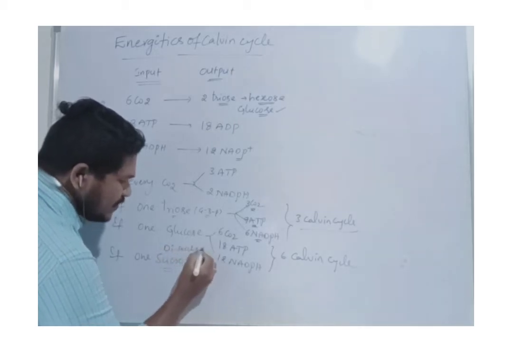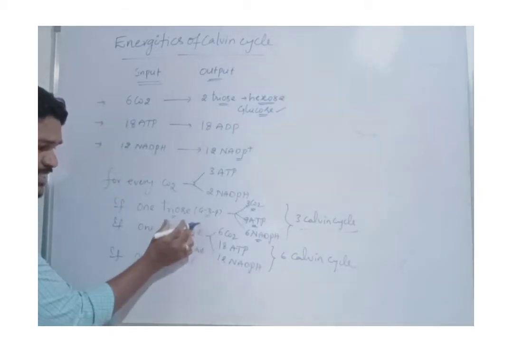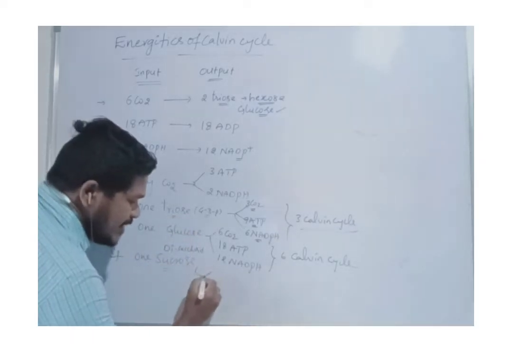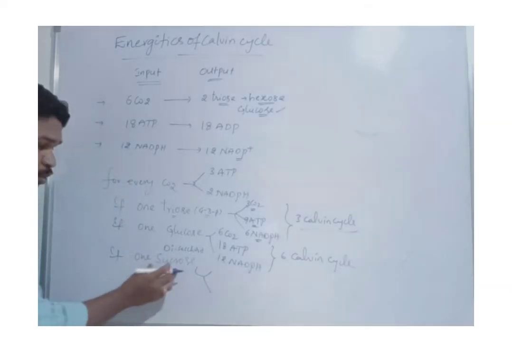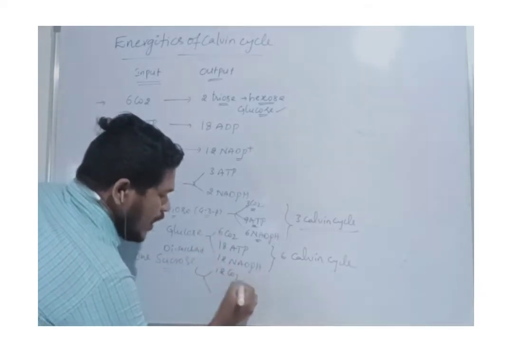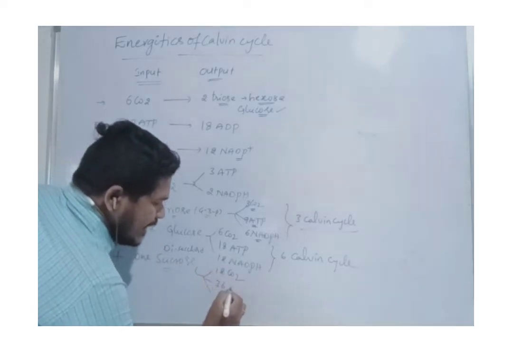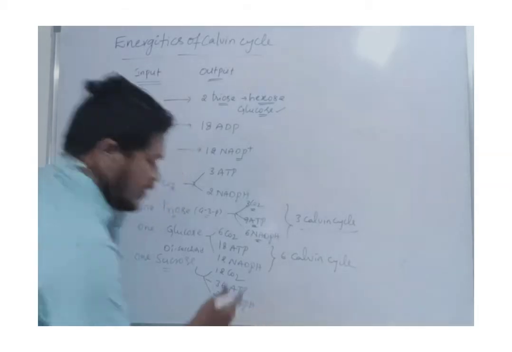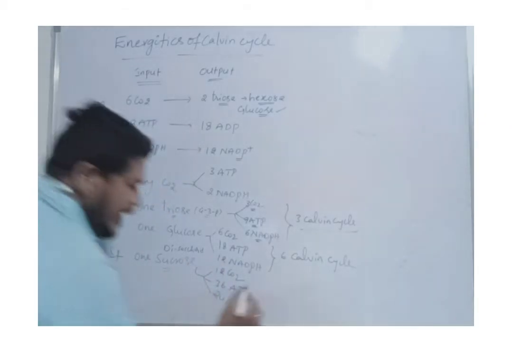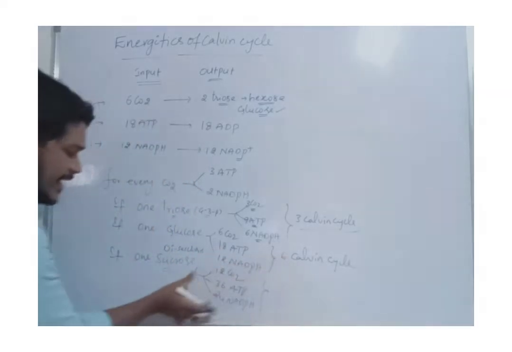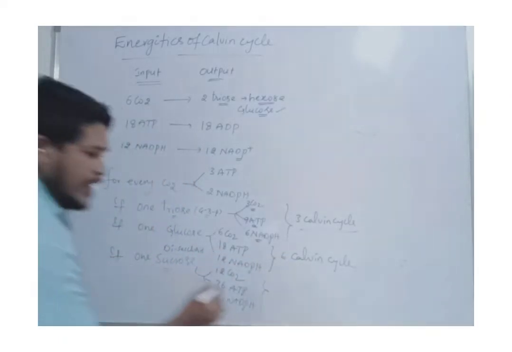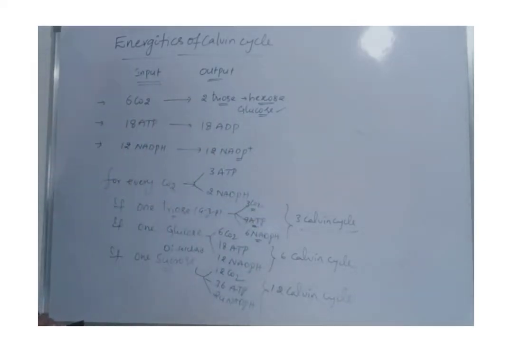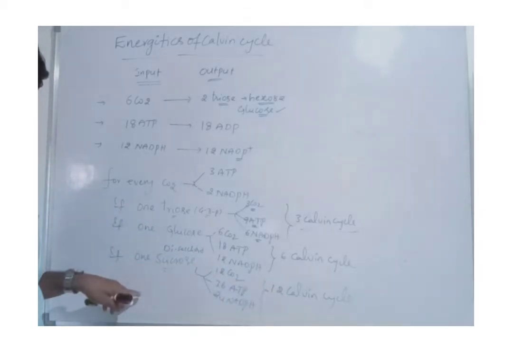So di means 2. It is made up of 2 monosaccharide units, nothing but glucose molecules. 2 glucose molecules are present in the sucrose. So here, for the formation of one sucrose molecule, 12 CO2 molecules, 36 ATP molecules and 24 NADPH molecules are required. So how many Calvin cycles are required for the formation of one sucrose molecule? 12 Calvin cycles are required for the formation of one sucrose molecule.